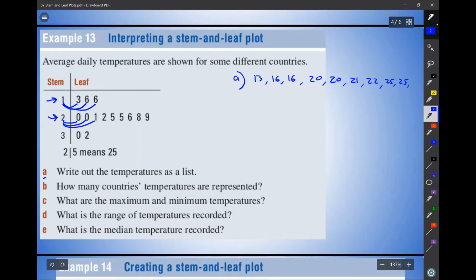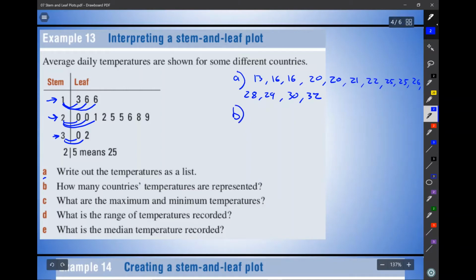And 29. And then we move on to the last stem, 30, 32. Again, matching the stem with each of the leaves.